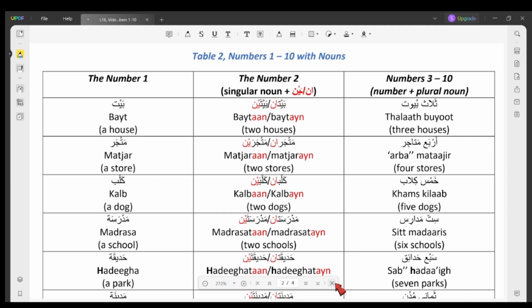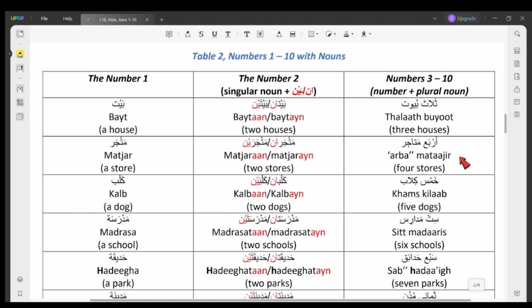Now let's look at the second example. Matjar, meaning a store. On the right, matjaran or matjarain, meaning 2 stores. And further to the right, arba or arba'a matajir. Again, with the number 4, we need to use the plural form of the word matjar, so it goes from matjar to matajir, meaning stores.